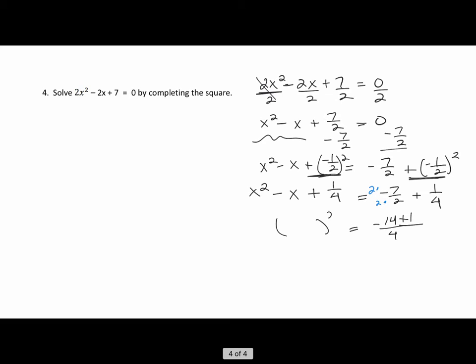And I can factor the other side to x plus half of b, so x minus 1/2 quantity squared. Let me just add these together so I can simplify that. So negative 14 plus 1 is negative 13/4. So let's change that.